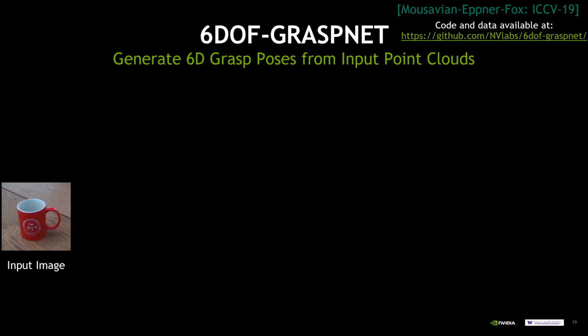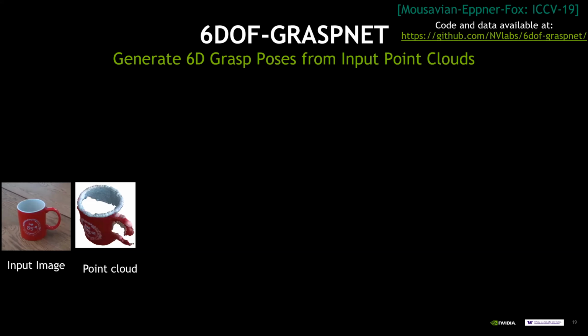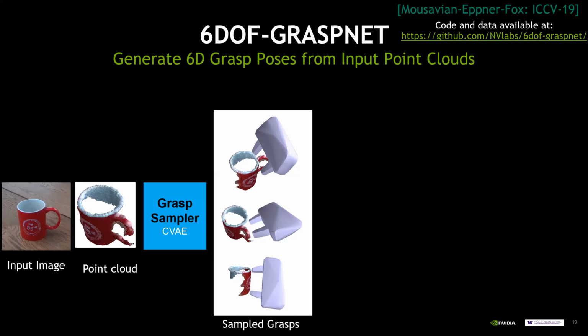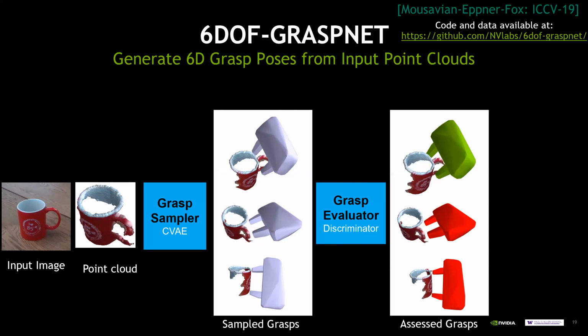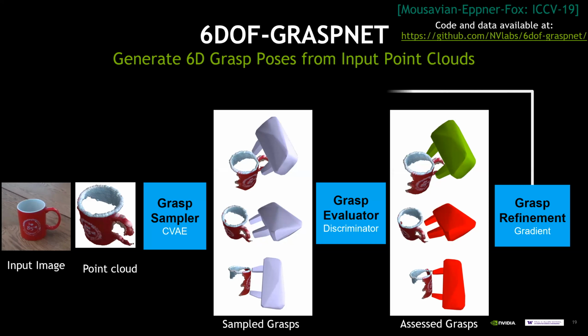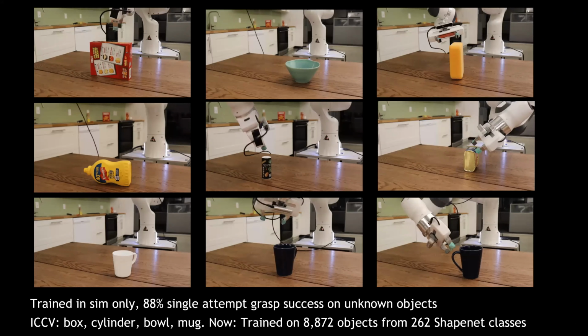So then we move on to 6DOF GraphNet. Now we can take that data and train a model that'll be able to estimate the grasps. Given that input image, we get the point cloud. We train a model that'll sample a bunch of different grasps as a conditional variational autoencoder. We have a discriminative model, which will tell us which of those grasps are good, and that scores each of the different possible grasps. We use that information to refine the grasp estimates. And then we can test it out in the real world.